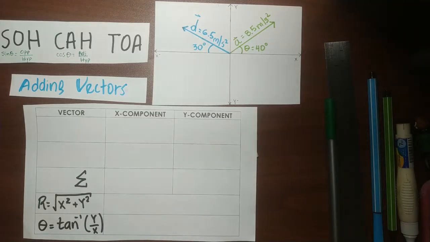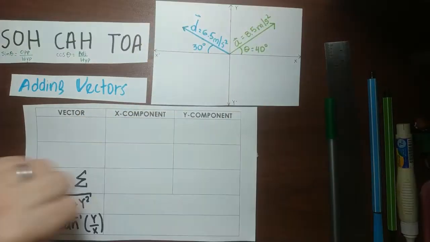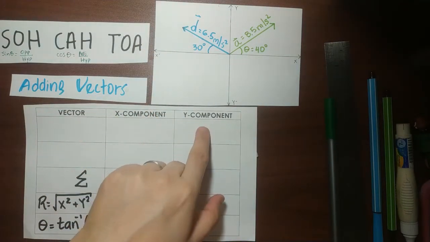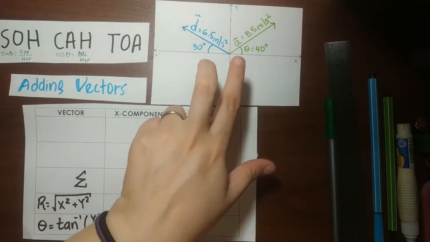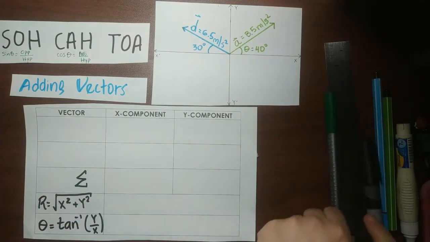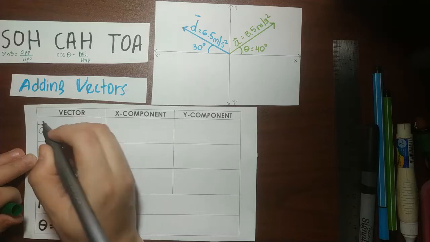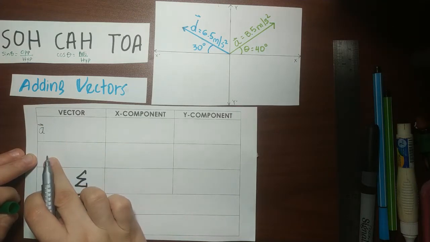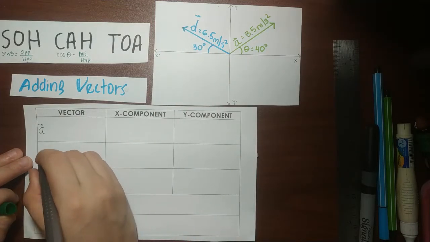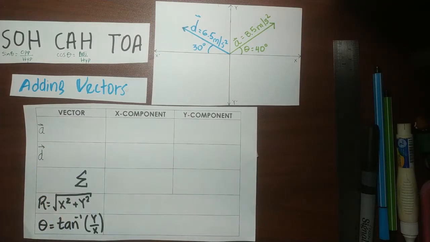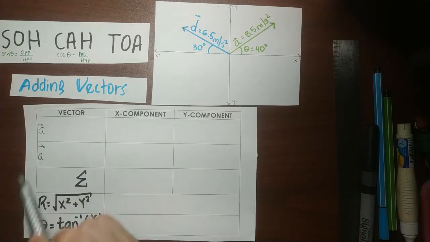Now, the method that I will teach you today is called the components method, because we're going to take the vectors individually and get the components for each vector. Take a look here. We have two vectors, A and D. So my first row is going to be my first vector, which is A, and my second row is going to be related to my second vector, which is D.